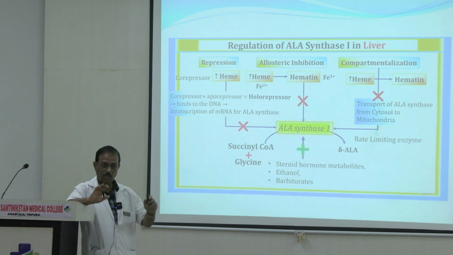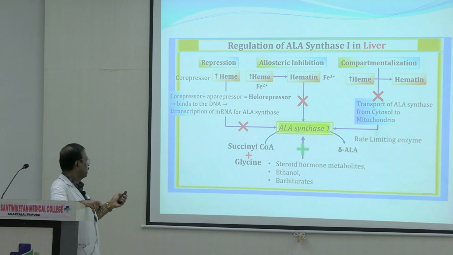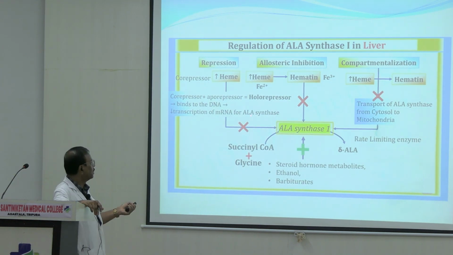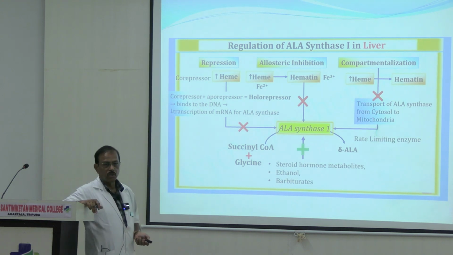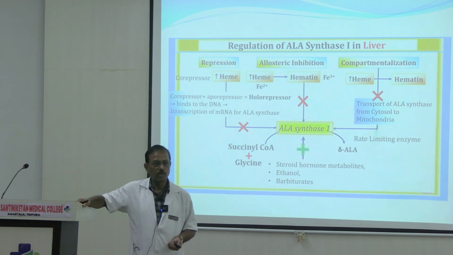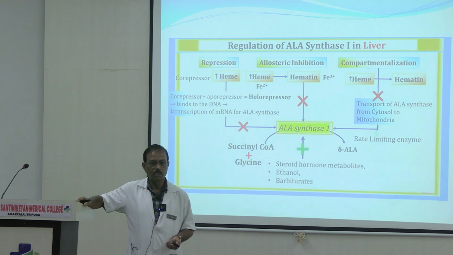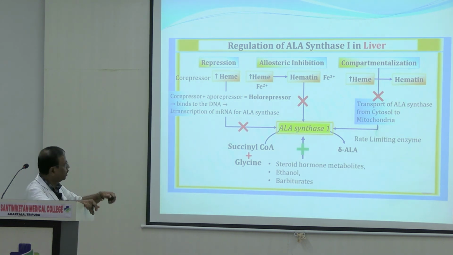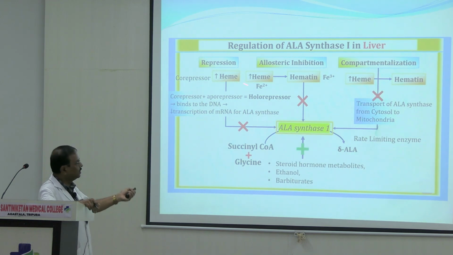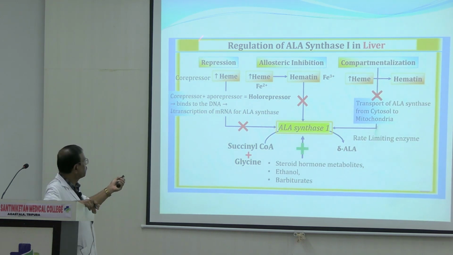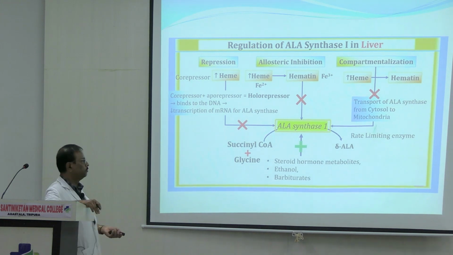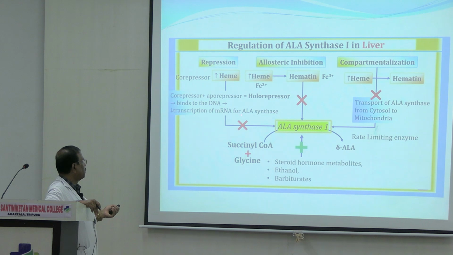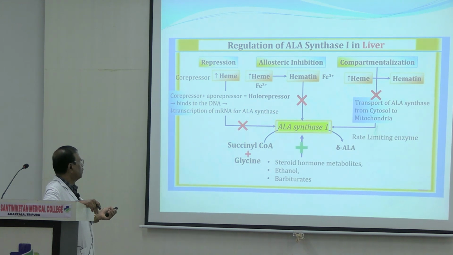But when heme is deficient, then there is no holorepressor, so there is no repression. Rather, there is de-repression. So in de-repression, there will be increased heme synthesis. In repression, there will be less heme synthesis, through the transcription of mRNA for ALA synthase.